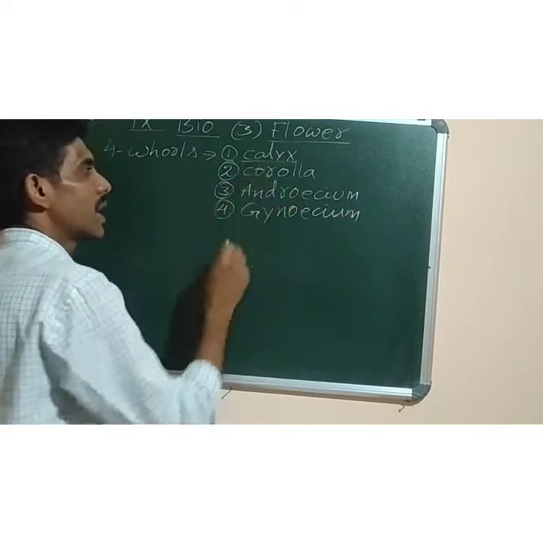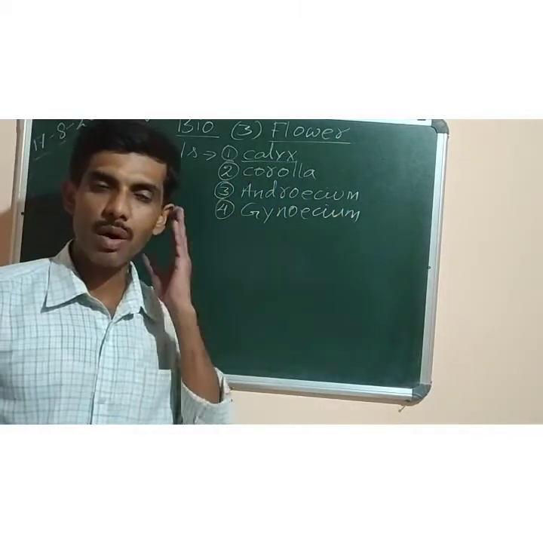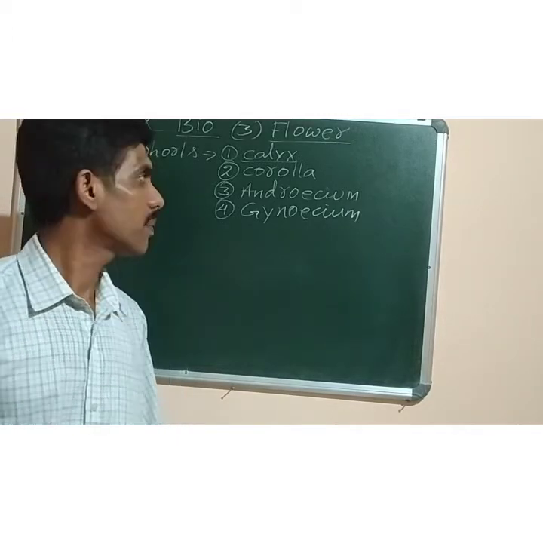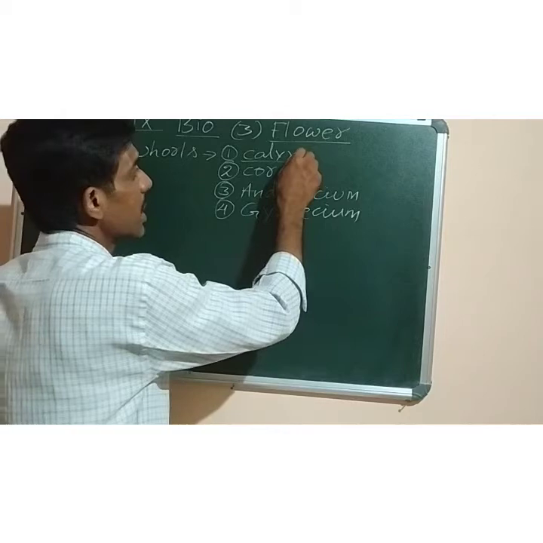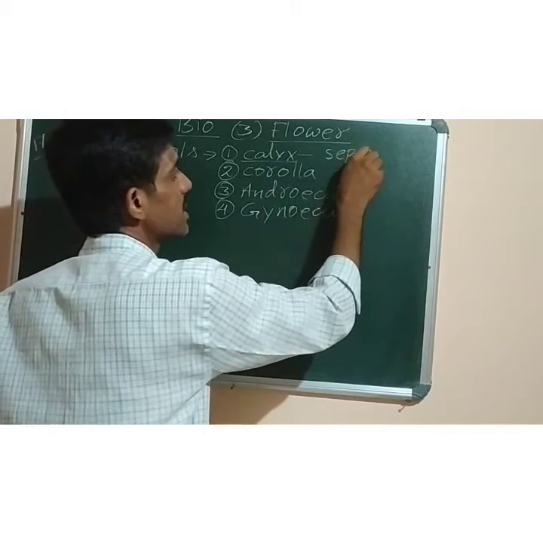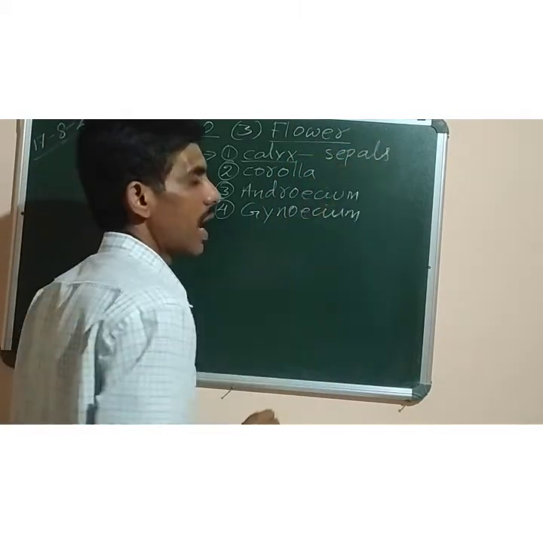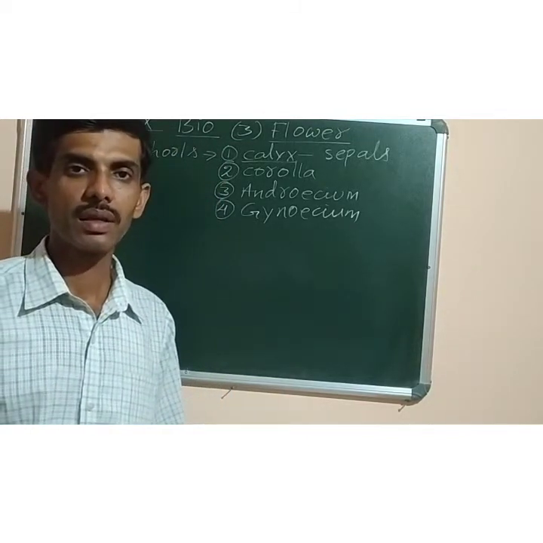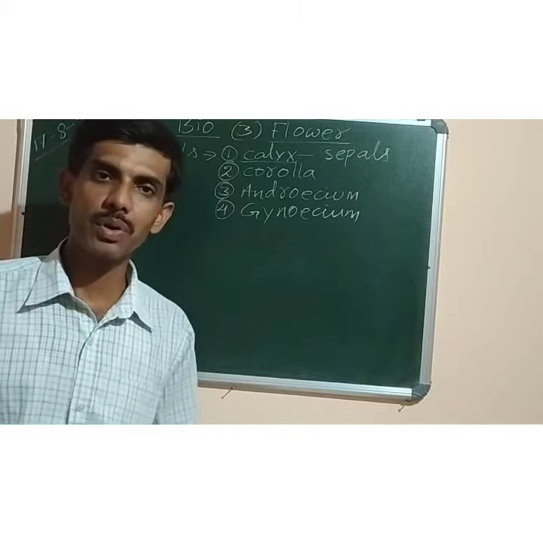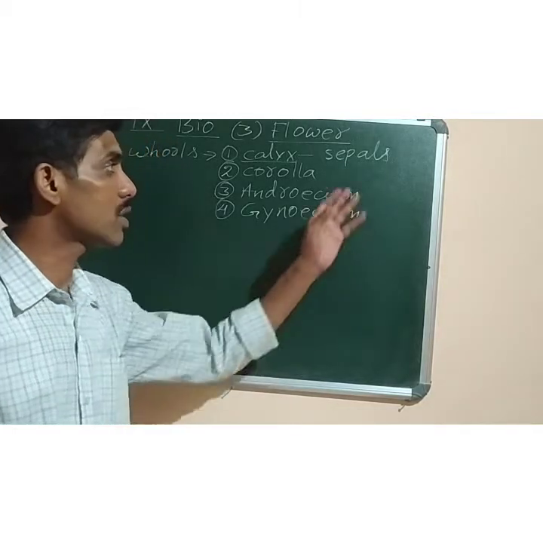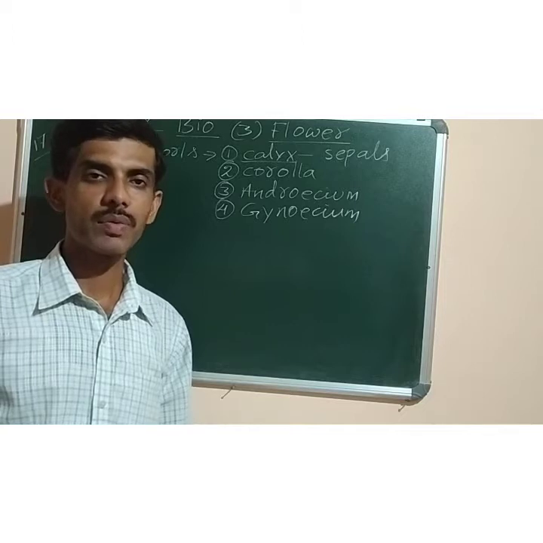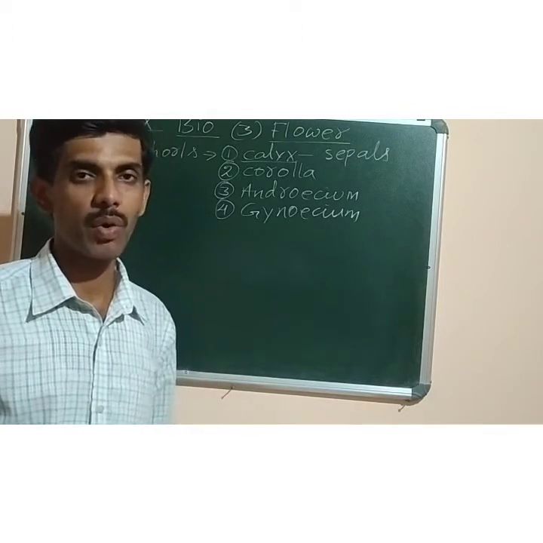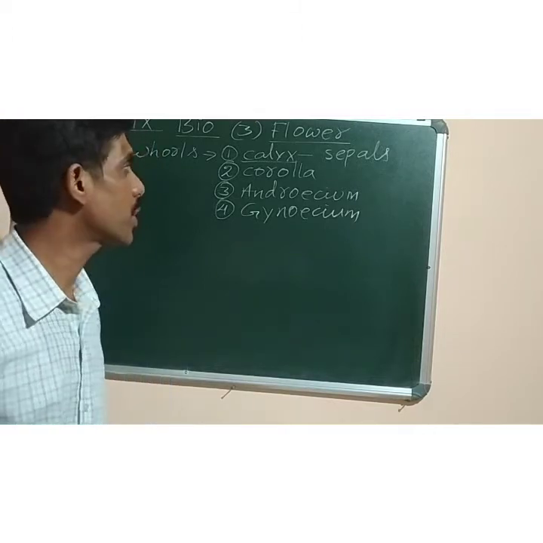So first we have to study about calyx. Calyx is the outermost whorl of the flower. It is made up of green leaf-like structures called sepals. So the unit of calyx is sepals. Since sepals are green in color, they contain chlorophyll. They can help in the process of photosynthesis, and since it is the outermost layer of the flower, it gives protection to the flower in its bud stage. So these are the 2 functions. Number 1, photosynthesis. Number 2, protection.